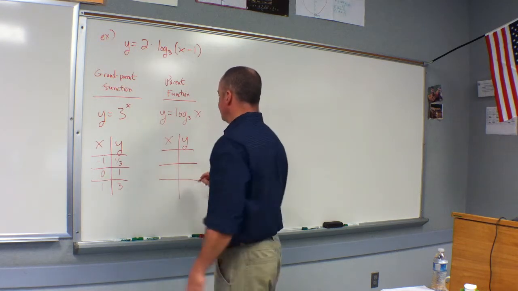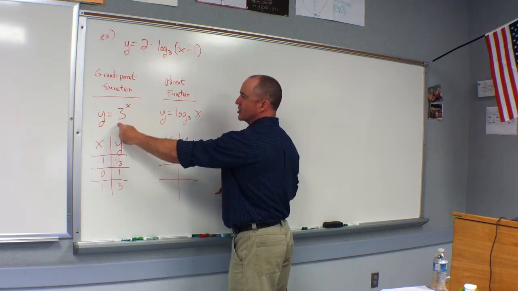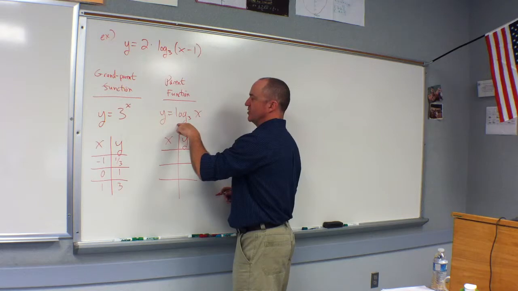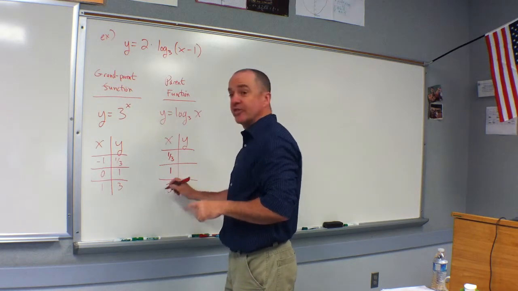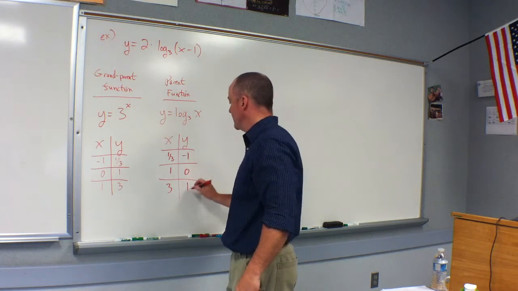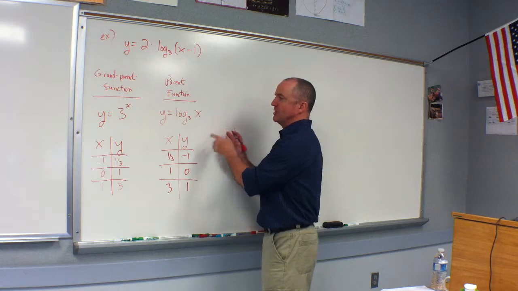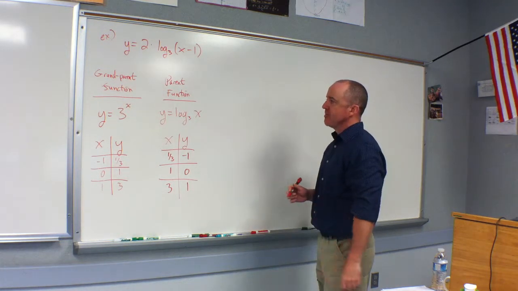All you do in this step is the inversion. Taking the grandparent function, the child is the inverse. So 1/3, 1, 3 for the x's, and Kamara, what would the y's be? -1, 0, 1. Boom. And if this is all we were asked to do, we would just graph the one we just graphed over there in light blue.